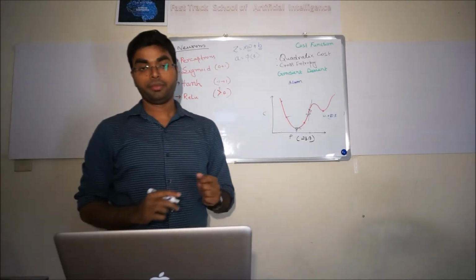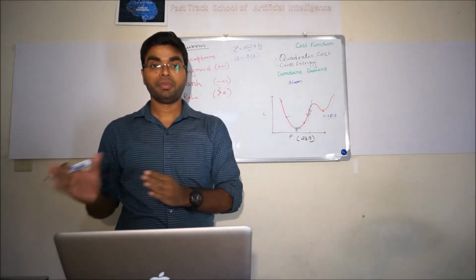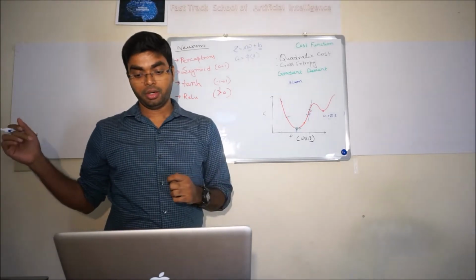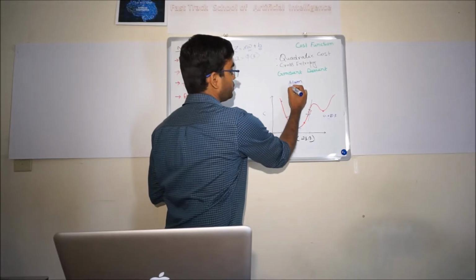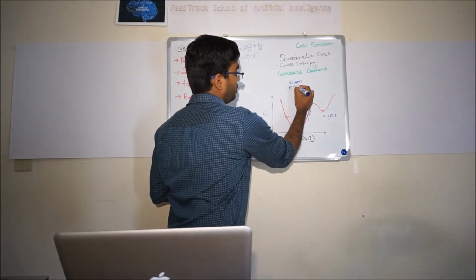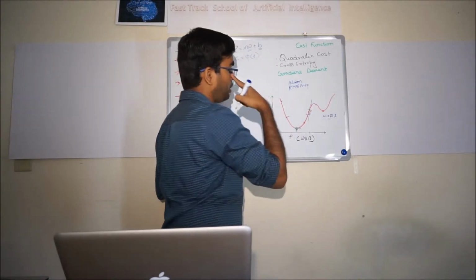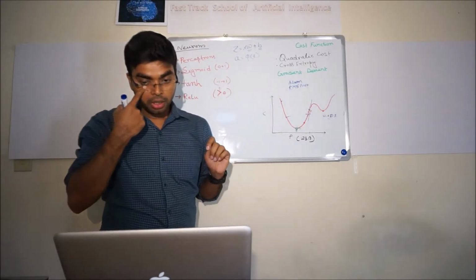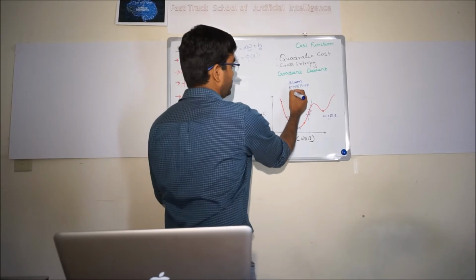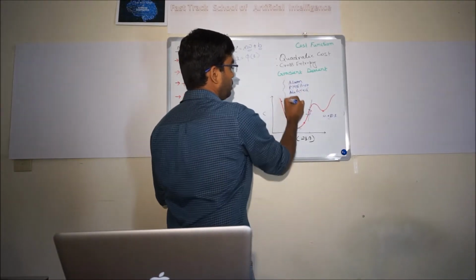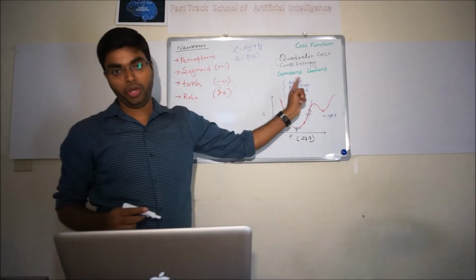Okay, these are kind of optimizers in deep learning terms. Those are called optimizers. Okay, RMSProp, Adam, and Adagrad. These are different kinds of optimizers we have.